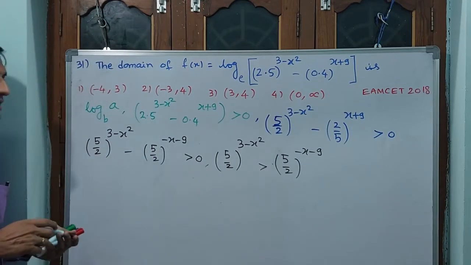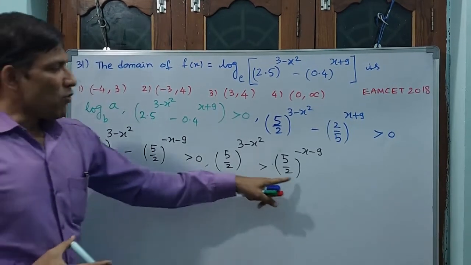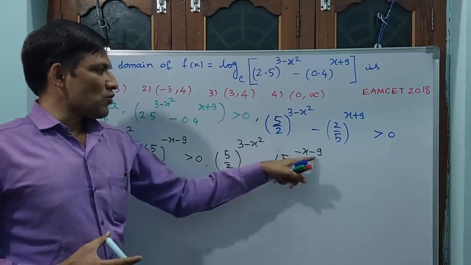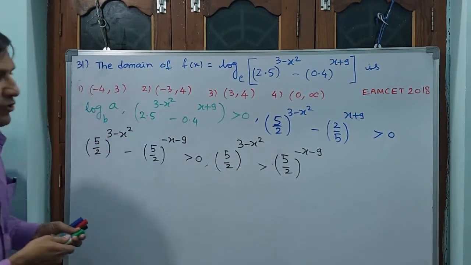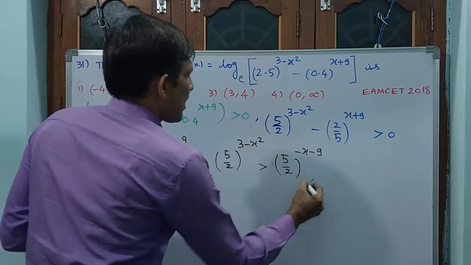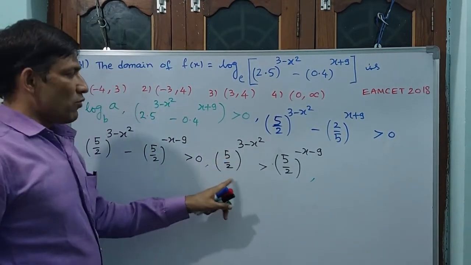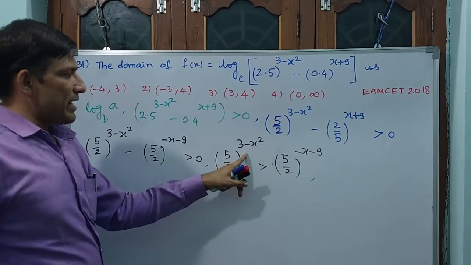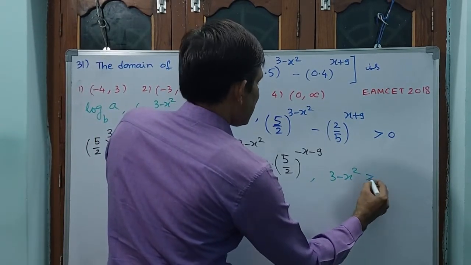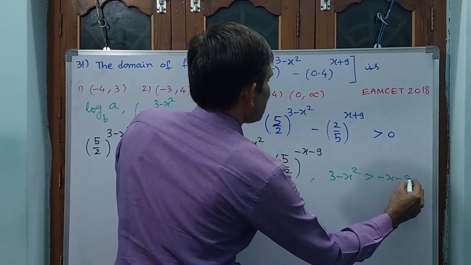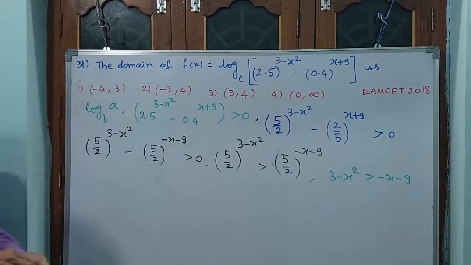Okay, now 0 is not there. Now you see, both bases are same and powers you have to equate. Equate means here not equal, greater than. That means what I am going to write, you see, this I am going to write. Comma I am keeping. 3, see both bases I have made equal, then only I am comparing. 3 minus x square should be greater than minus x minus 9. Is it okay?